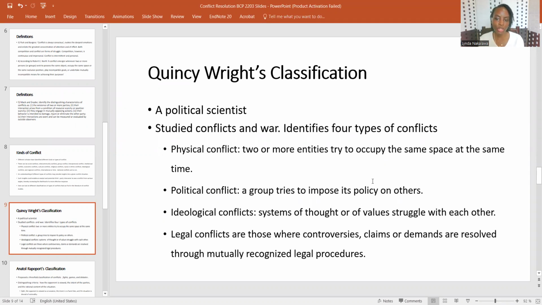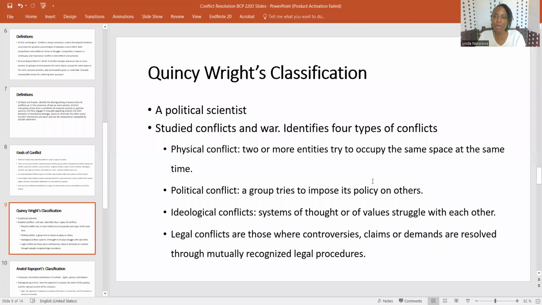Sometimes there are ideological conflicts. This is when the conflict is between values, or systems of thoughts. We believe in democracy, and then there are other people who believe in this democracy nonsense. Even the kingdom of God is not a democracy. Dictatorship is better. So that is an ideology.